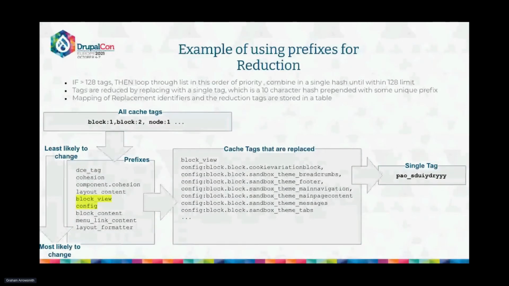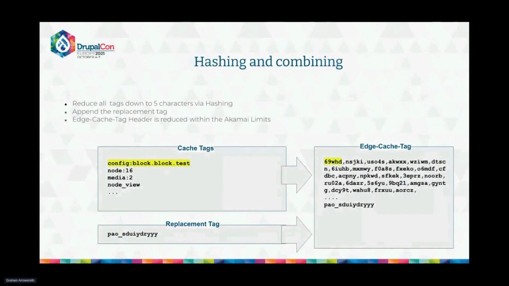So once our records are combined, now we can look at the hashing part. For the hashing, we decided that once we have removed all the tags and got our replacement tag, we will basically create 5 character hashes using a base 64 algorithm, and then we will just put that in all of the data in the edge cache tag header. So our final edge cache data will look like some small tags and a big identifier, which is a replacement for all the other tags.